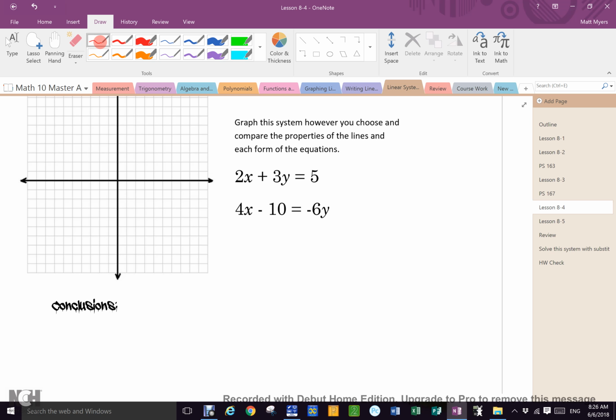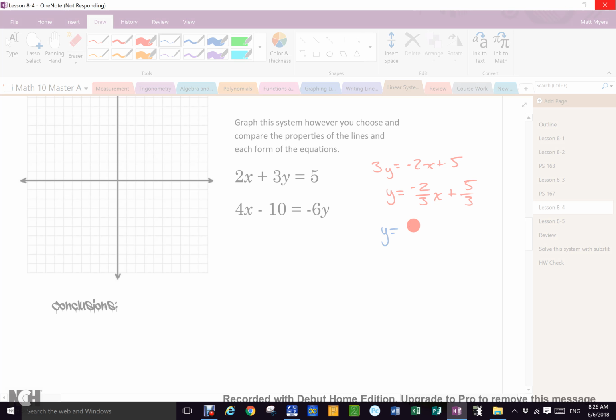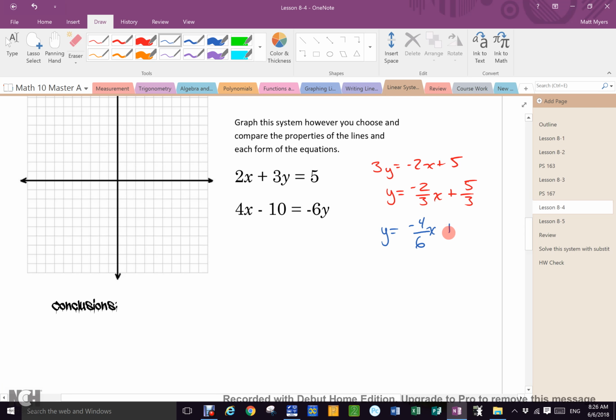Look at these two lines. Let's work with them. 3y equals negative 2x plus 5. Y equals negative 2/3 x plus 5/3. Agreed? Y is already almost isolated, so y equals here negative 4/6 x plus 10/6, which is, what do you notice about that line and that line? They are the exact same line, aren't they?